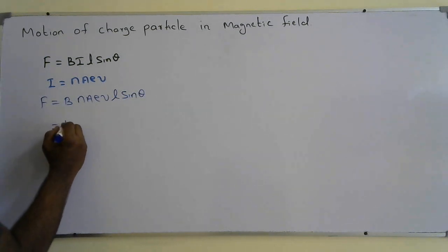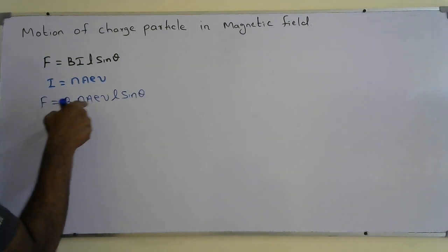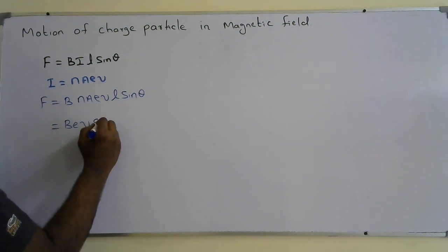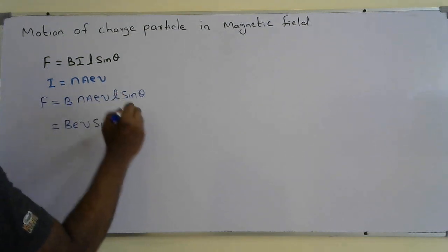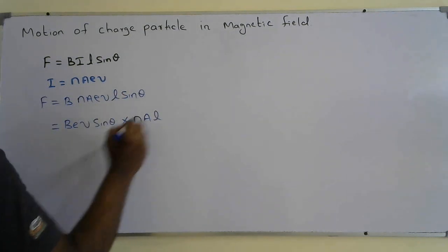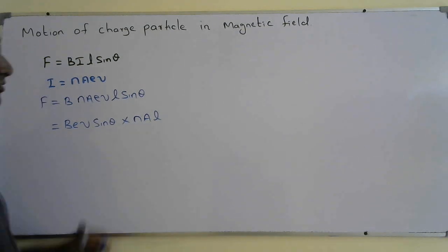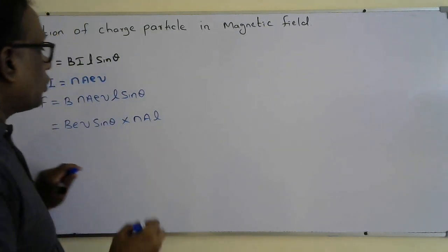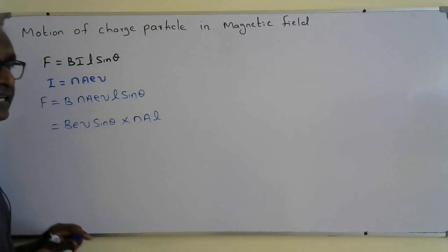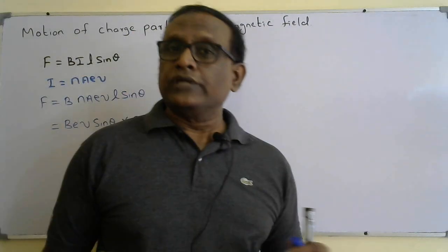So this I can say BeV sine theta into nAL. A is the area of cross section of the wire, L is the length of the wire inside the magnetic field. n is the charge carrier density, the number of free electrons per unit volume.